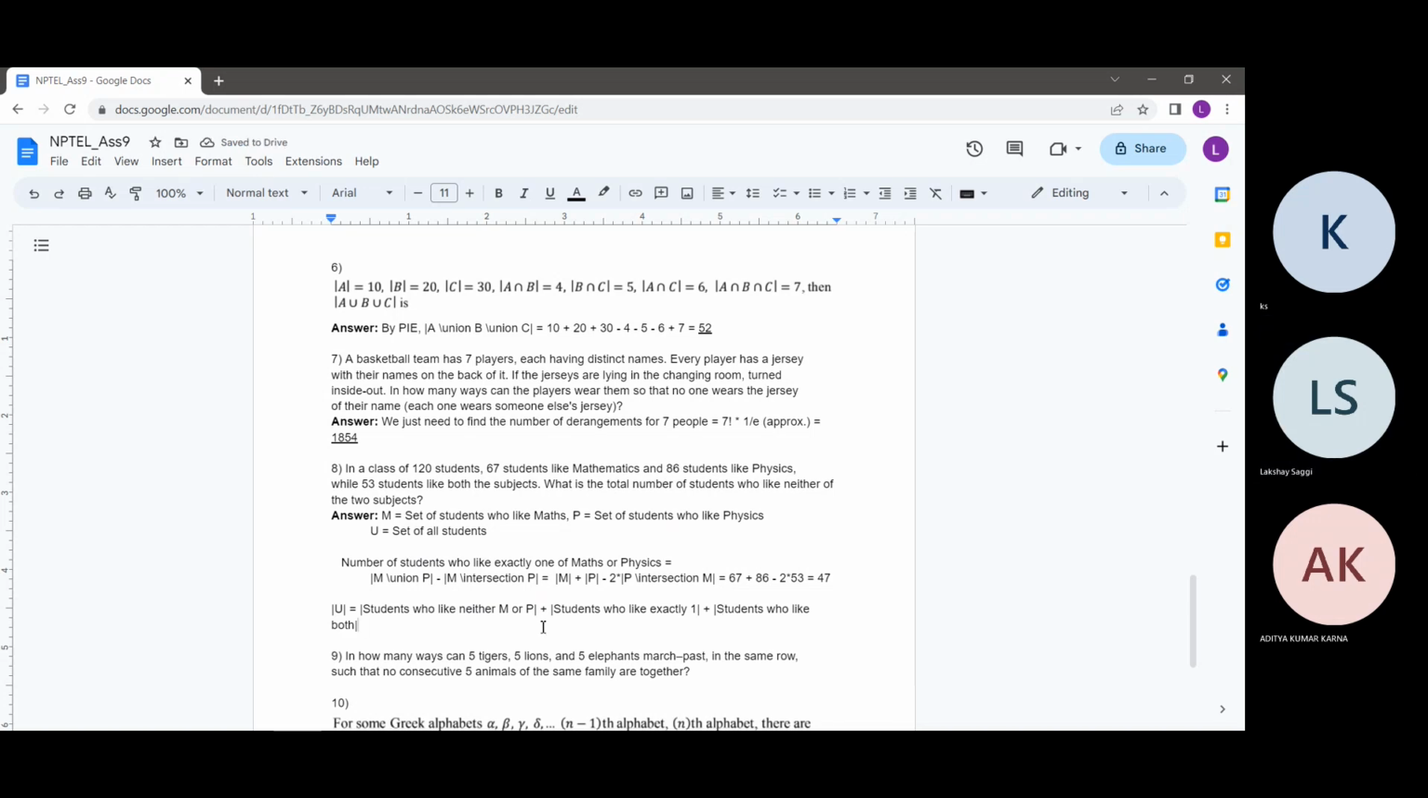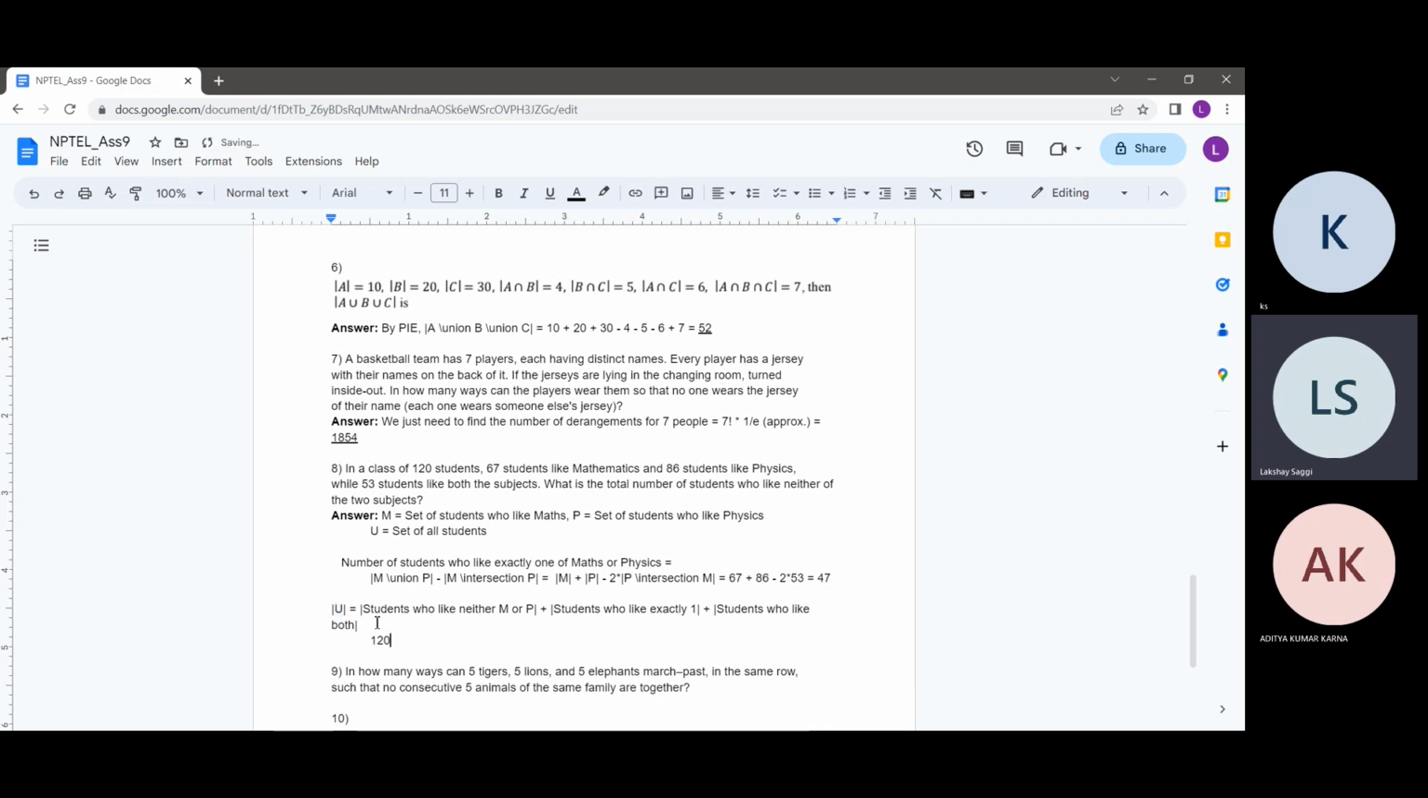Right. So this is the value which I need to find, the students who like neither maths or physics. What's the total number of students who like neither of the two subjects? This is the value which I need to find. Those who like exactly one, the value calculated as 47, and those who like both, we are given as 53. And the size of U is also given as 120. Just putting these values in the equation, I get 120 is equal to this desired value, plus students who like exactly one, which is given by this 47.